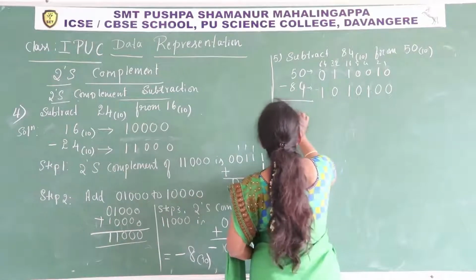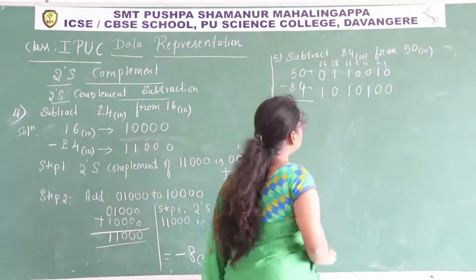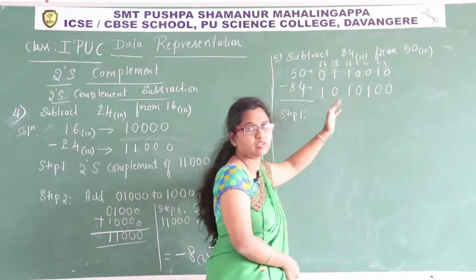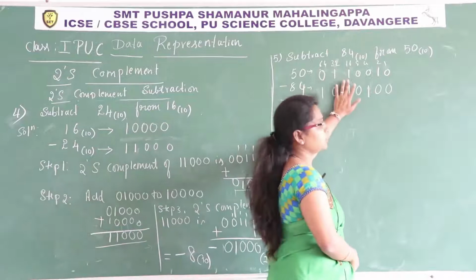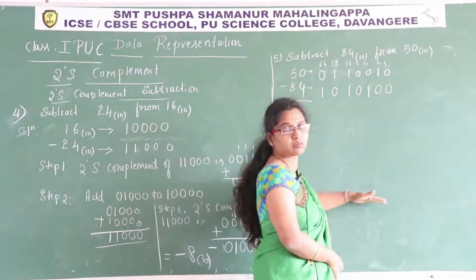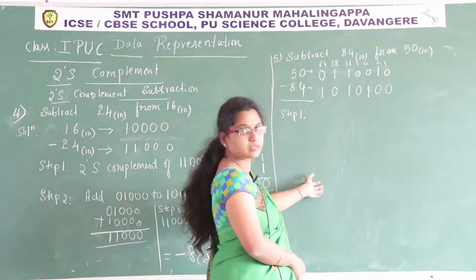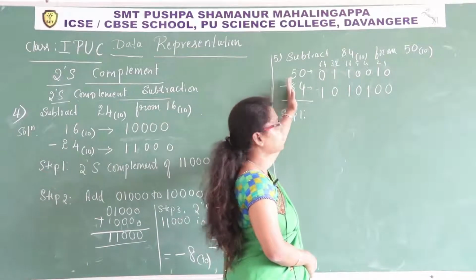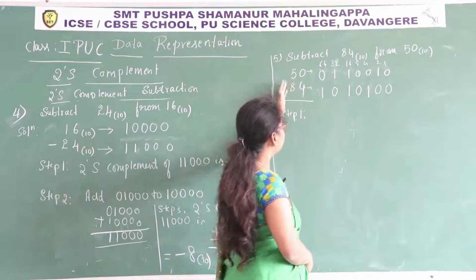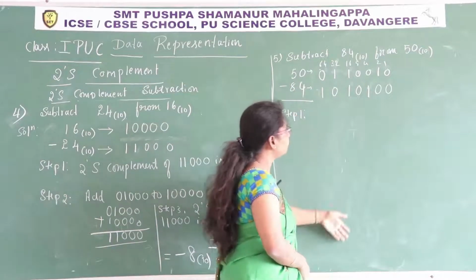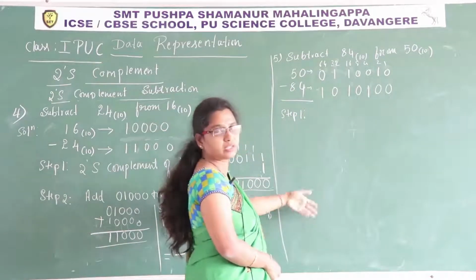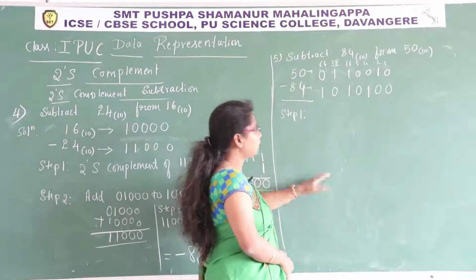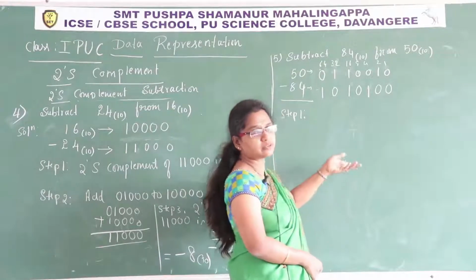Now step 1. While converting you have to be very careful. If you make any mistake in the conversion, you will get a wrong result. So this is the step you have to take care of. Otherwise, if you keep on doing additions or 2's complement and 1's complement operations, your method is right, but you'll get the wrong output.